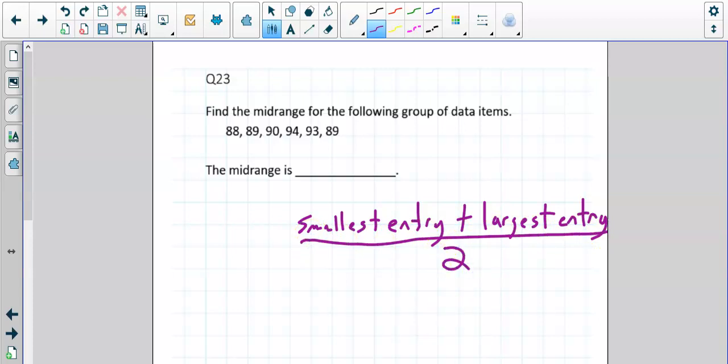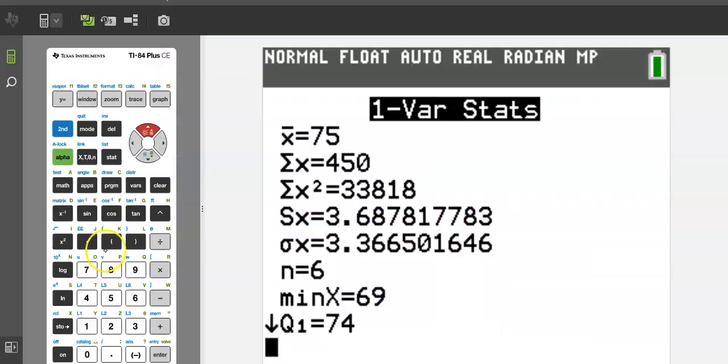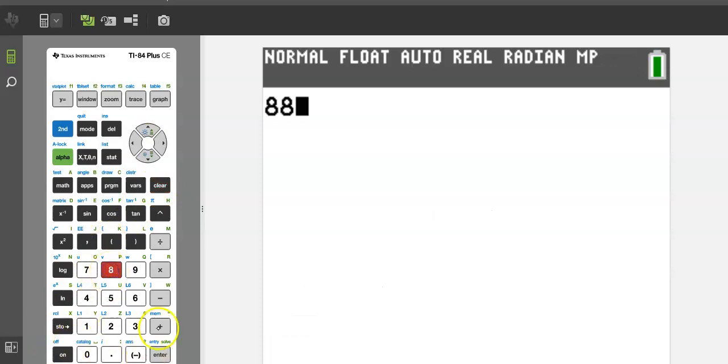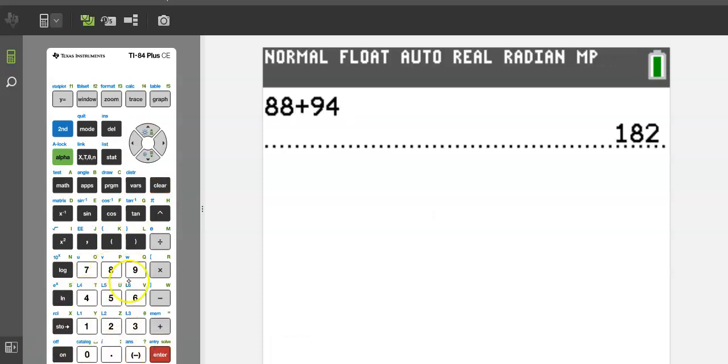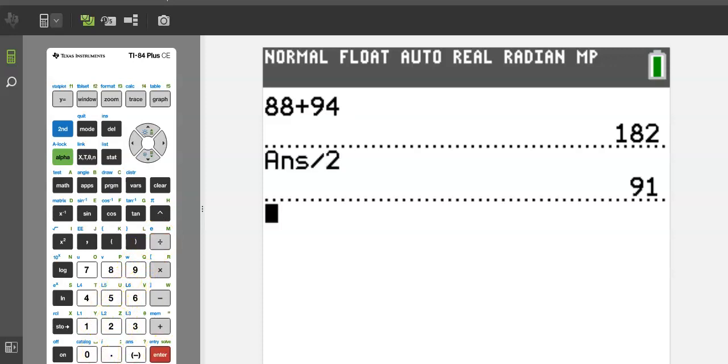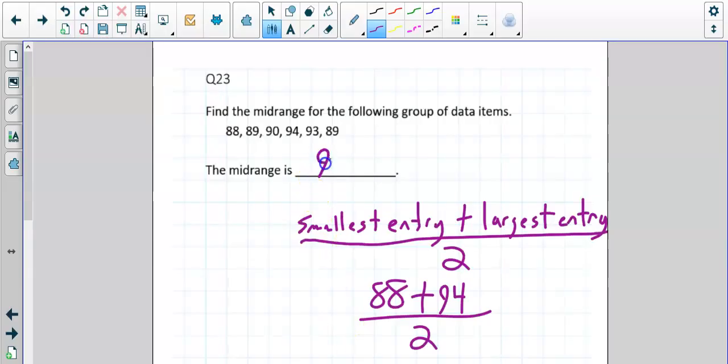So what's your smallest number up there? It is 88. What is your largest number up there? 94. So all you're going to do is add those 2 numbers up and then divide by 2. And off the top of my head, I don't know what that is. So let's just clear this out. We got 88 plus 94 divided by 2. And there it is. So our mid-range is 91. Okay?